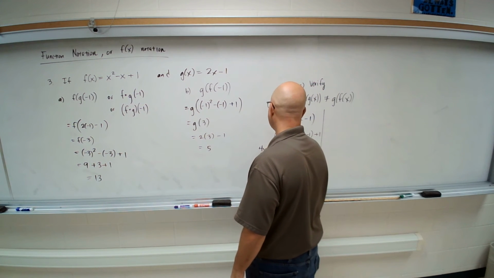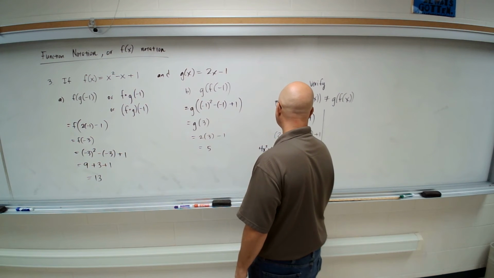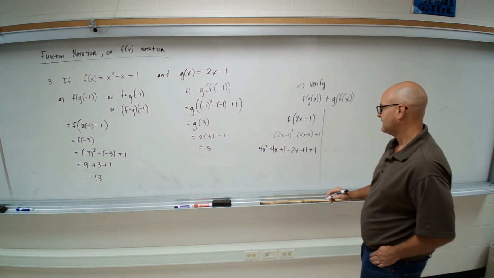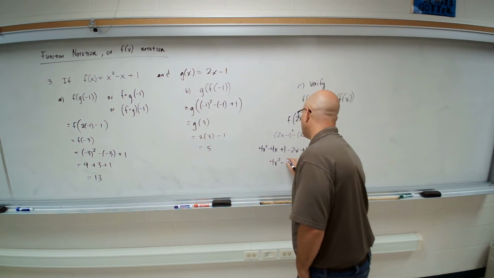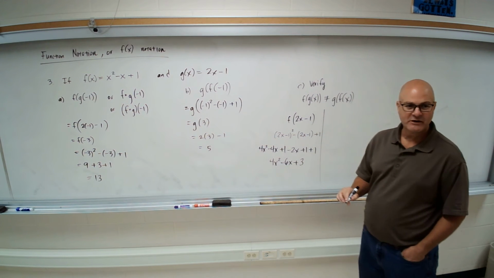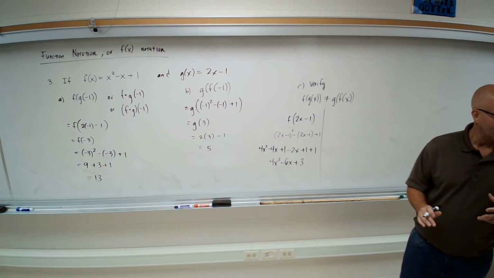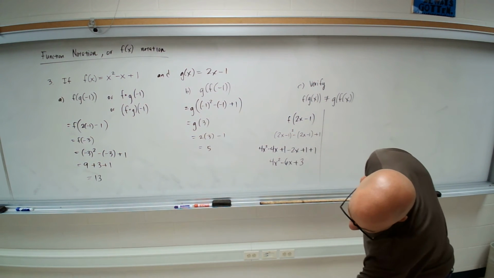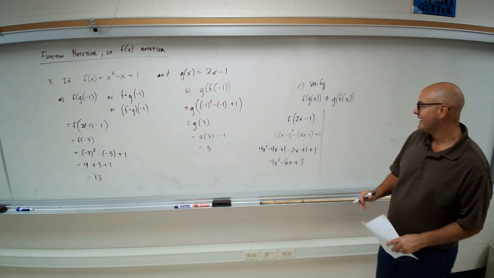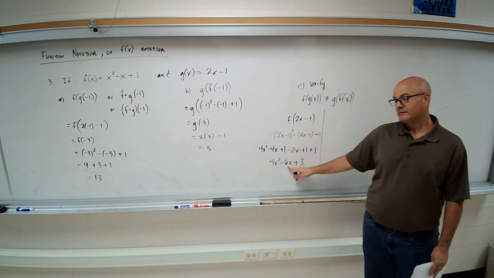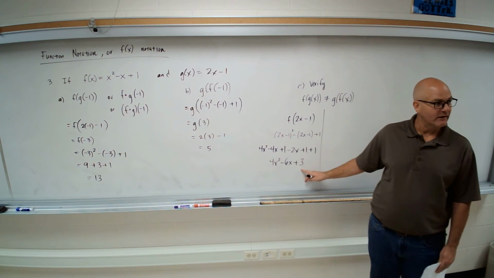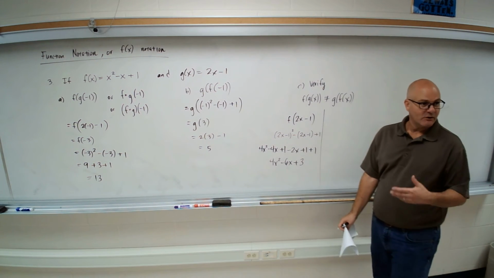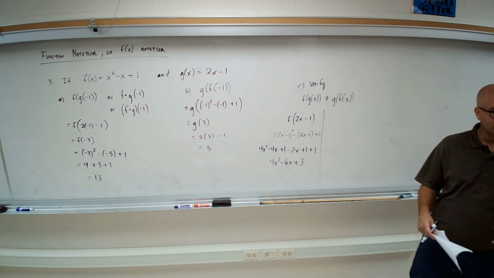And then we're going to get 4x squared minus 4x plus 1 minus 2x plus 1 plus 1. So 4x squared minus 6x plus 3 would be our new rule. We okay with the algebra there? Now if you put -1 in here, you're going to get 4 plus 6 plus 3, right? 4 plus 6 plus 3 is 13, which is what we found there. So you always have that option. You could write a new rule, or you could just do the single number.